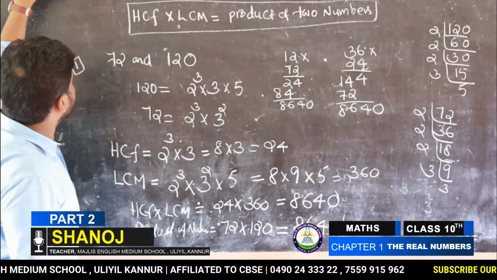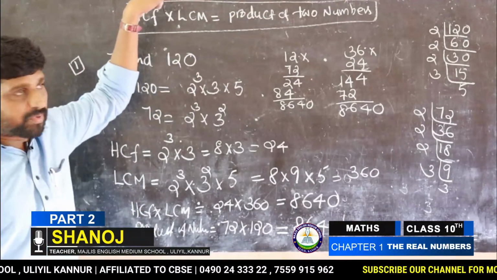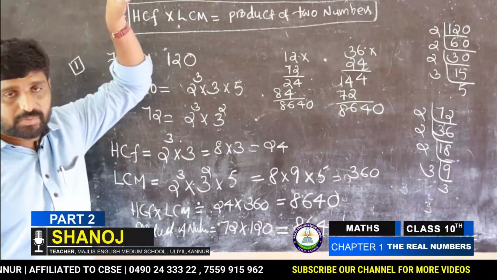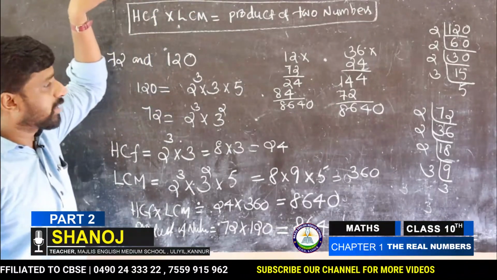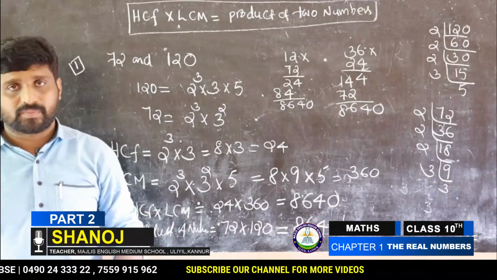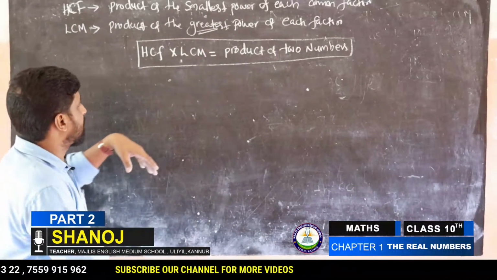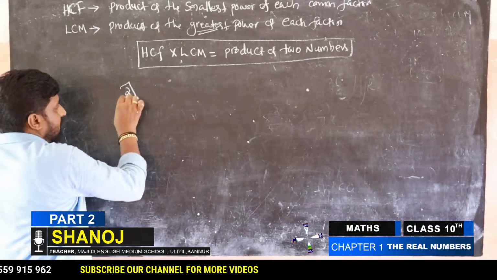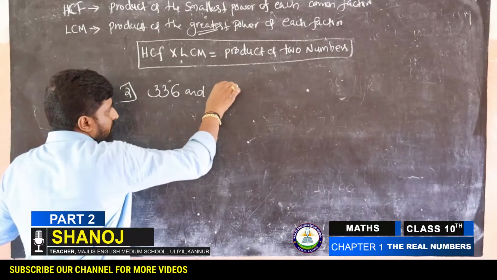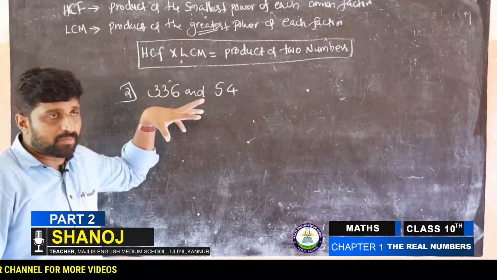So HCF can be found like this: the common factors with the smallest power, and LCM can be found by taking each factor with the greatest power. This is how, by using the fundamental theorem of arithmetic, we can find HCF and LCM. One more question I can explain based on this fundamental theorem of arithmetic: 336 and 54. We can find the HCF and LCM of these two numbers.